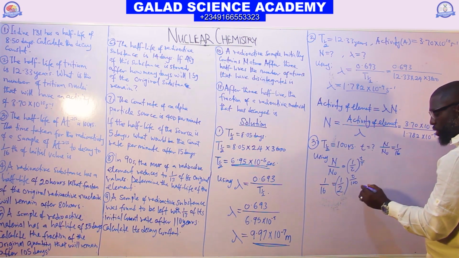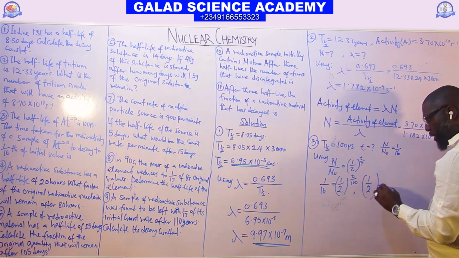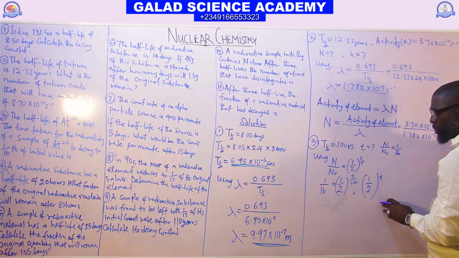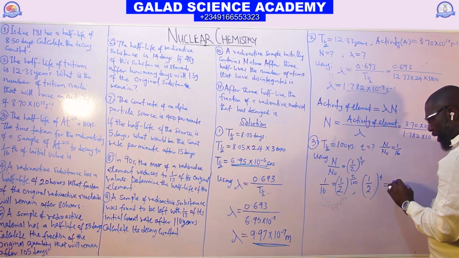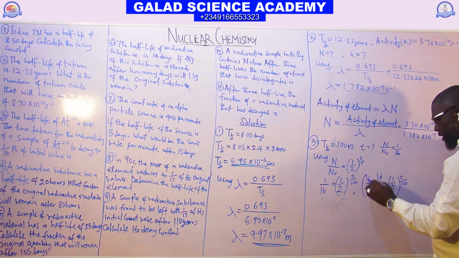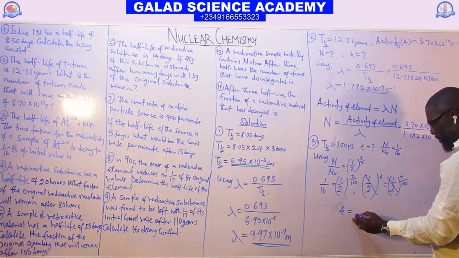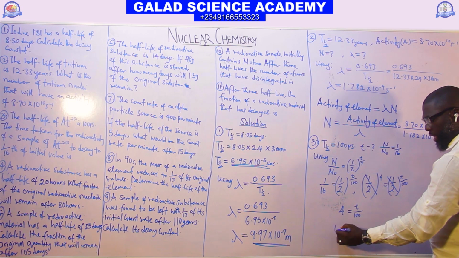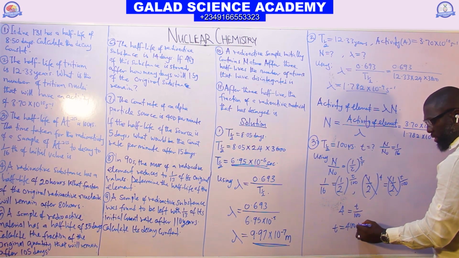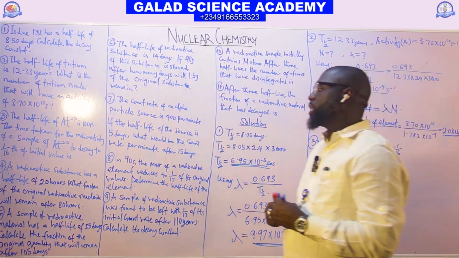So if we apply the law of indices, this expression can also give you 1 over 2 into bracket 4, so that will give us 16. And we have 1 over 2 into bracket T over 100. We cancel this out. We have 4 into T over 100. Cross multiply, our T is equal to 400 microseconds. That's the answer for question number 3.